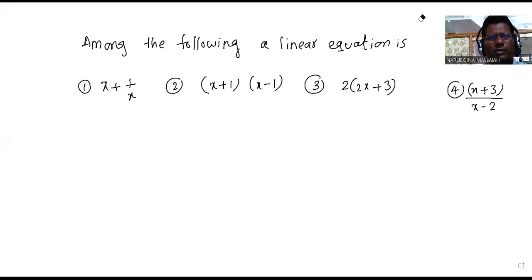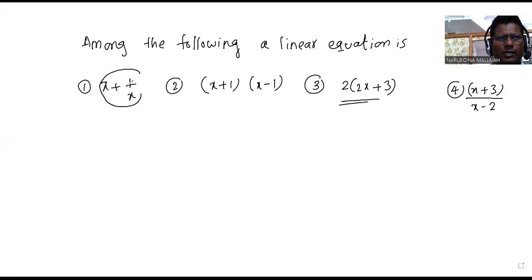Among the following, a linear equation is: first option is x plus 1 by x. Second option is x plus 1 into x minus 1. Third option is 2 of 2x plus 3. Fourth option is x plus 3 by x minus 2.